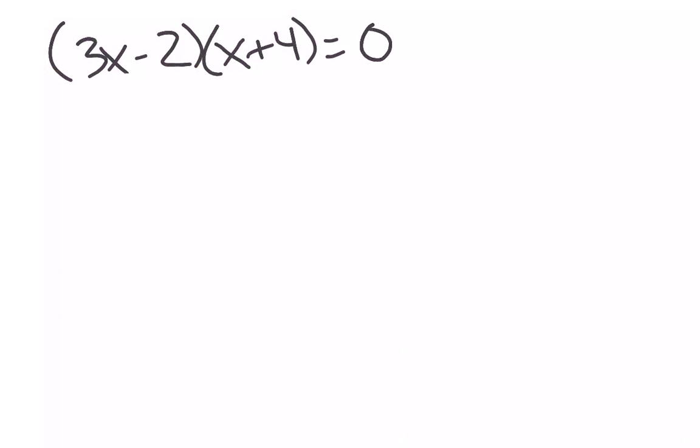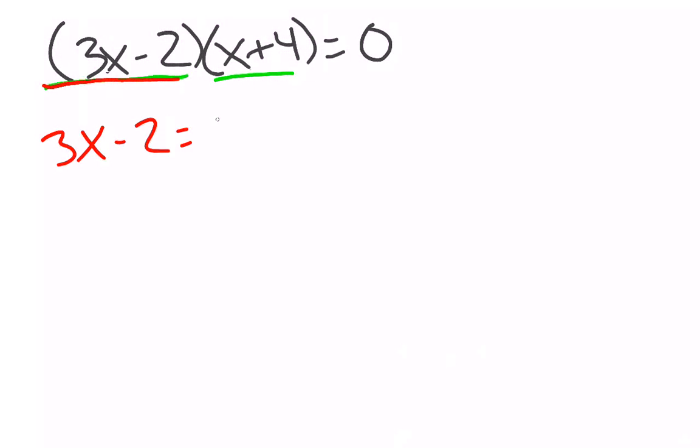And this last one is one of the easiest examples you'll see. 3x minus 2 times x plus 4 equals 0. Is it set equal to 0? Yes. Is it factored? Yes, that's what it means when I have these two things being multiplied together. So now all I need to do is set each factor equal to 0.